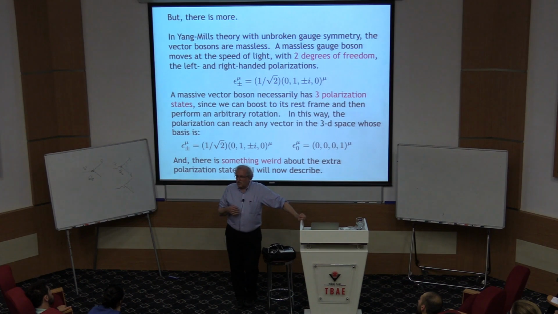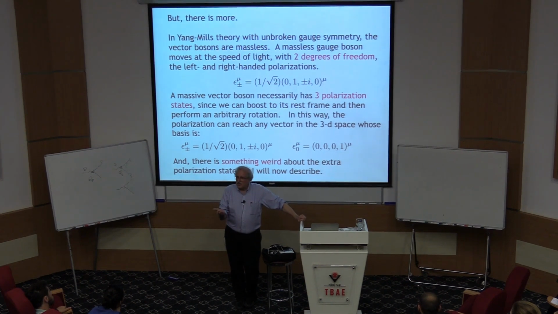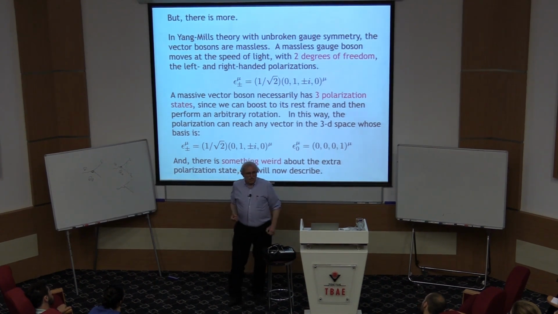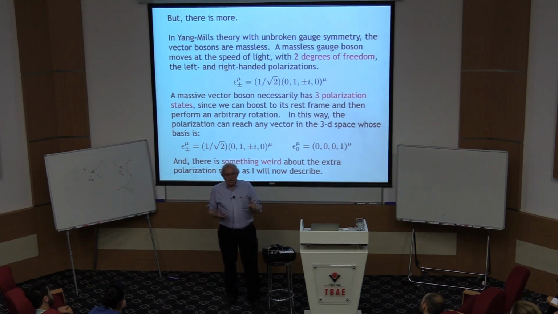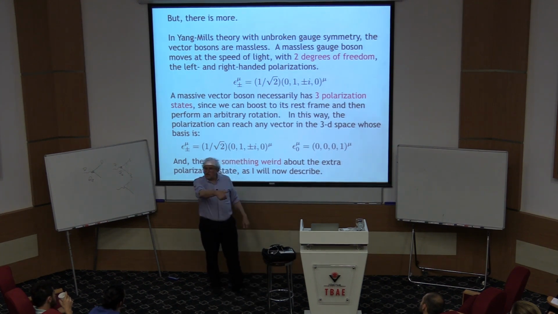You find its degrees of freedom by solving Maxwell's equations. You find that the solutions of Maxwell's equations travel at the speed of light, and they have two polarization states, namely the two directions orthogonal to the direction of motion. Linear combinations are the left-handed spinning and right-handed spinning photon.